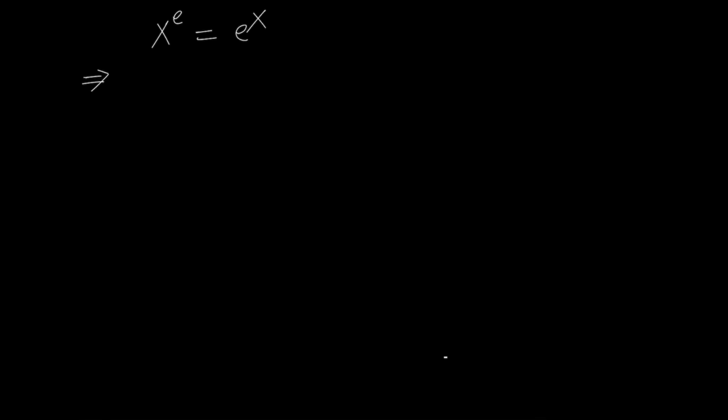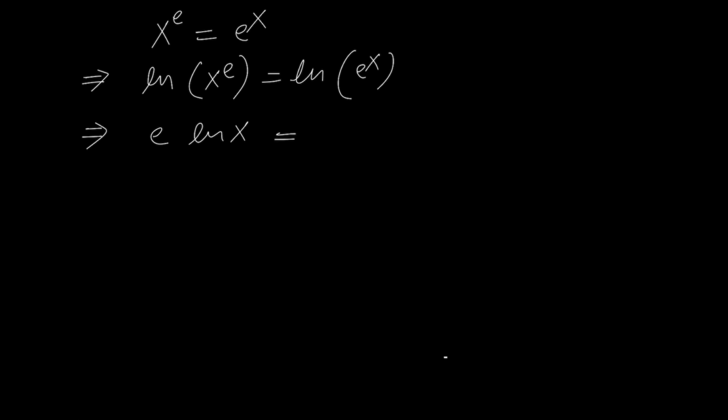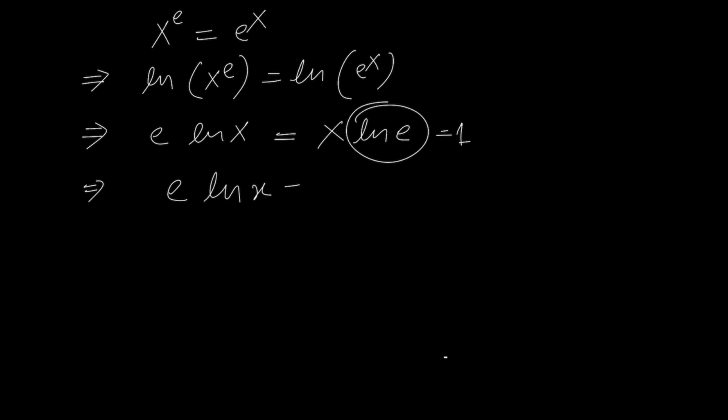First of all, we'll take ln of both sides: ln x to the power e is ln e to the power x, right? So it will be e ln x is equal to x ln e. Now ln e is equal to 1, so basically we get e ln x is equal to x. Fine.